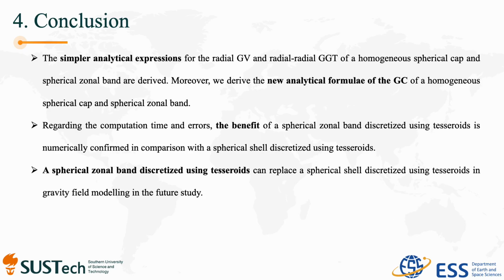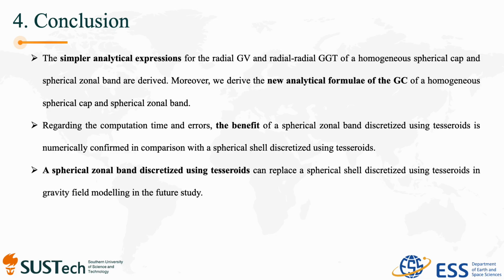This study goes beyond the previous studies in that the simple analytical expression for the radial GV and the radial GGT of a homogeneous spherical cap and spherical random ball are derived. Moreover, we derive the new analytical formulae of the GC of a homogeneous spherical cap and spherical random ball. The numerical quantitative analysis of computation time and errors of the gravitational effects are carried out for the spherical random ball and the spherical shell discretized using tesseroids with different grid size.